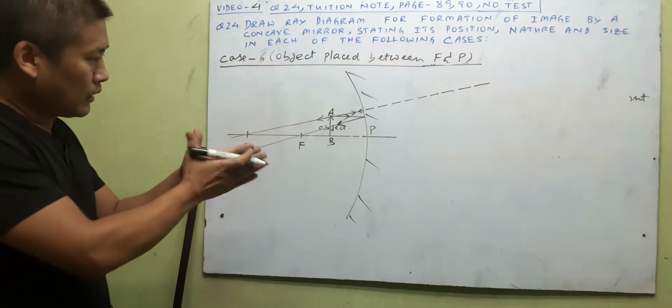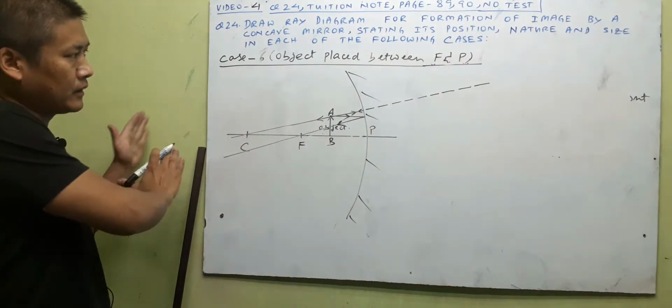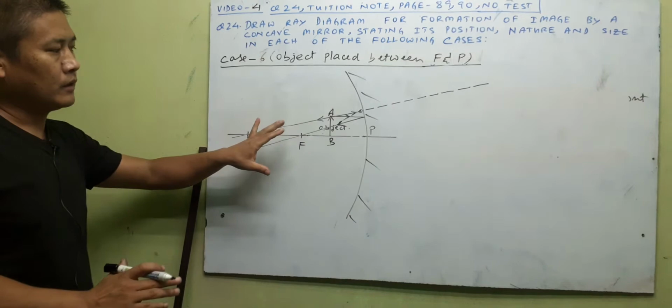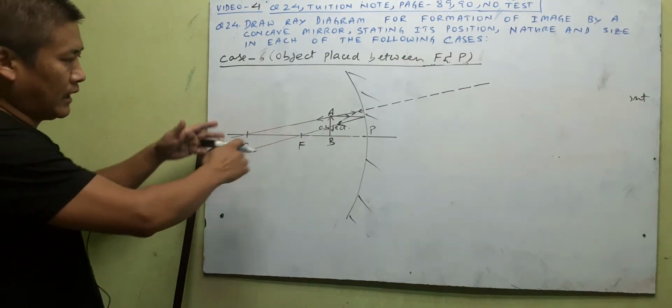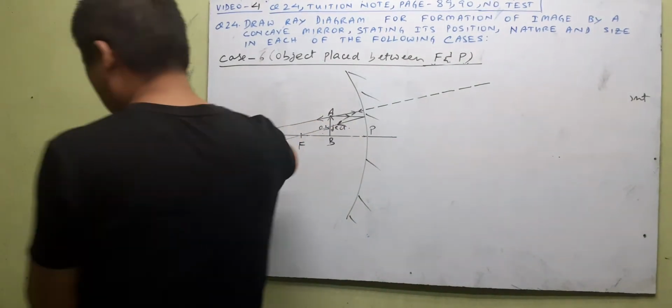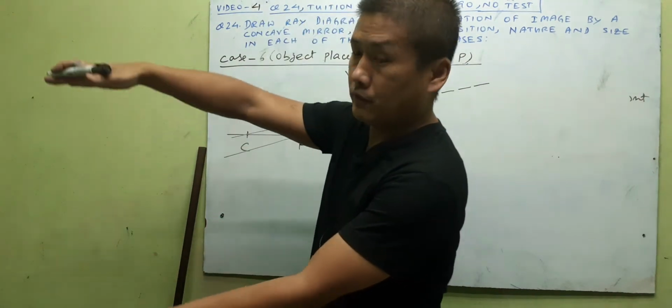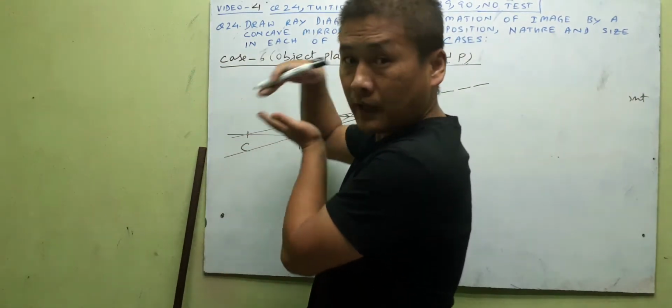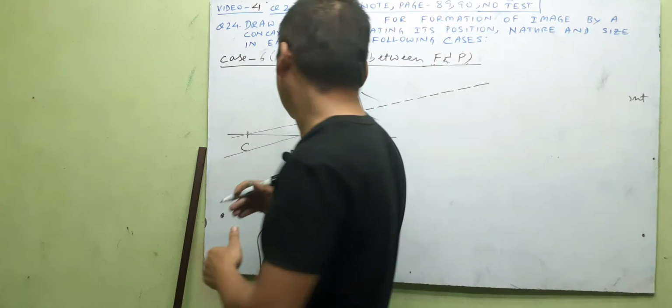So image will not be formed on the left in this case. They cannot meet on the left because they are divergent. See, look at the arrow pointing left. They'll go like this, right? More and more away, so they'll never meet. So only if you produce backside, then they will meet, because the rays are divergent.